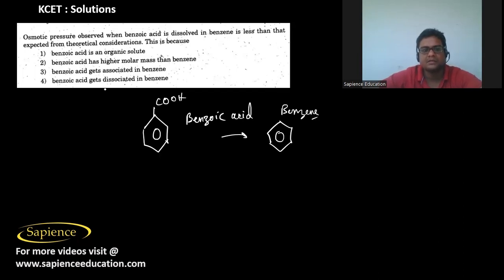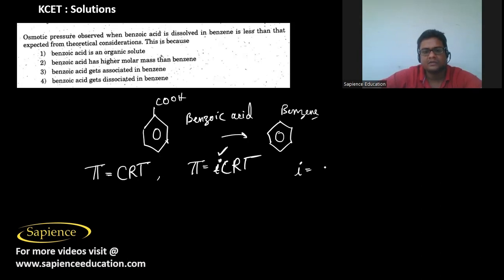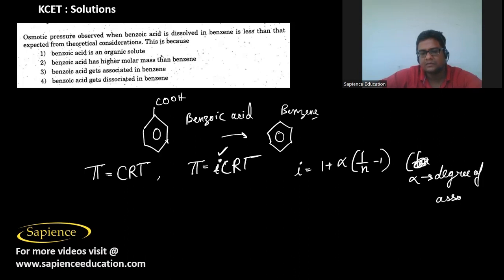The reason is that benzoic acid gets associated in benzene, so the theoretical value of osmotic pressure is pi equals CRT, but the actual value is pi equals iCRT. Here i is the Van't Hoff factor, which will be equal to 1 plus alpha into (1/n minus 1), where alpha is the degree of association.